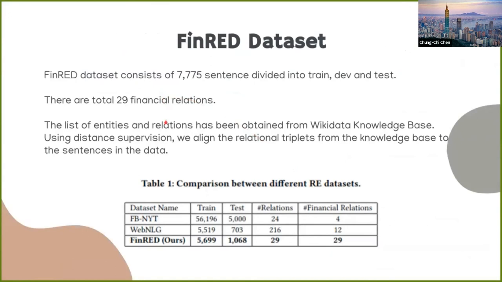In total, there are 29 financial relations, and the list of entities and relations have been obtained from the Wikidata knowledge base. Using the distant supervision method, we align the relation triplets from the knowledge base to the sentences in the data. Over here, we can see a comparison between the standard general domain datasets, which are Freebase NYT and WebNLG. In Freebase NYT, out of 24, there are 4 financial relations. And in WebNLG, out of 216 relations, only 12 are financial relations. In our dataset, all of our relations are financial relations, totaling 29. We have 5,699 train sentences, 1,068 test sentences, and the rest form the dev set.